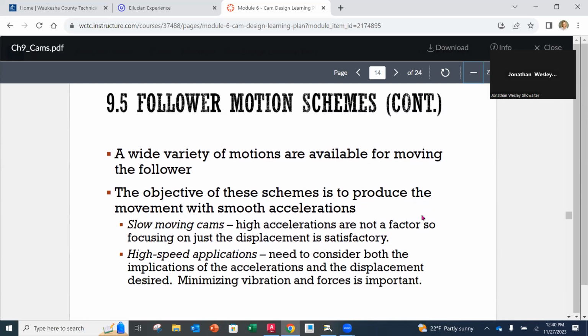So there's a wide variety of different motions that are available for moving our follower. The objective of these schemes is to produce a movement that is smooth, with smooth accelerations, meaning we don't want something real jerky as it goes through. When we have slow moving cams, you can have high accelerations and they're not going to be a huge factor, so you can do some of the more simplistic types of motions. But when we've got high speed applications, then we really have to be cognizant of the type of motion we prescribe to be sure that we don't have problems with jamming, vibrating, not being in contact, things like that.